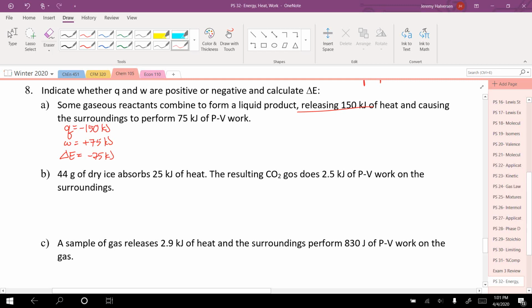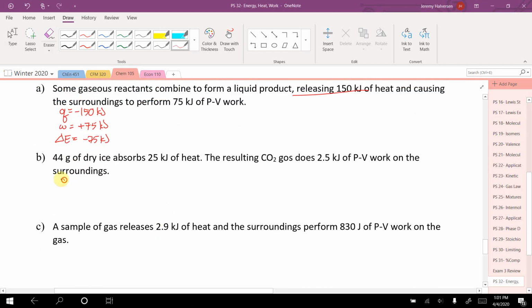Q plus W. Okay, 44 grams of dry ice absorb 25 kilojoules of heat. All right, so absorb 25 kilojoules of heat. That means heat's going in, so this is positive 25 kilojoules. The resulting CO2 gas does 2.5 kilojoules of PV work on the surroundings. So now the gas is doing the PV work on the surroundings, and that's going to be negative, which means that my change in energy is 22.5 kilojoules.